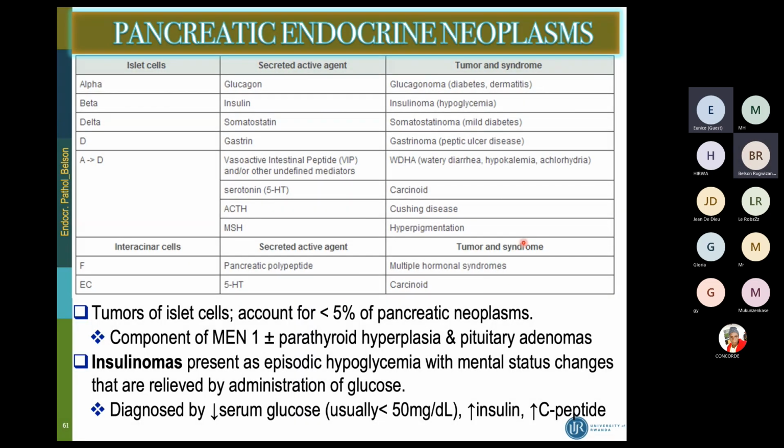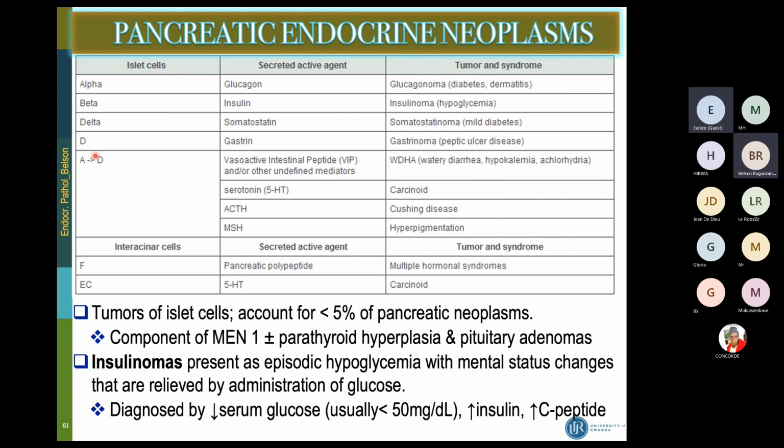So apart from diabetes, now we go to the tumors which affect the endocrine pancreas. As we said, we have many types of cells in the islets. Alpha cells produce glucagon, beta cells produce insulin, delta cells produce somatostatin. If I remember well, this is among the first hormones which we have discovered.